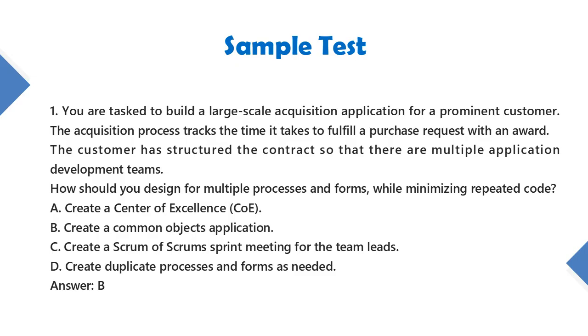A. Create a center of excellence, CoE. B. Create a common objects application. C. Create a Scrum of Scrums sprint meeting for the team leads. D. Create duplicate processes and forms as needed. Answer: B.